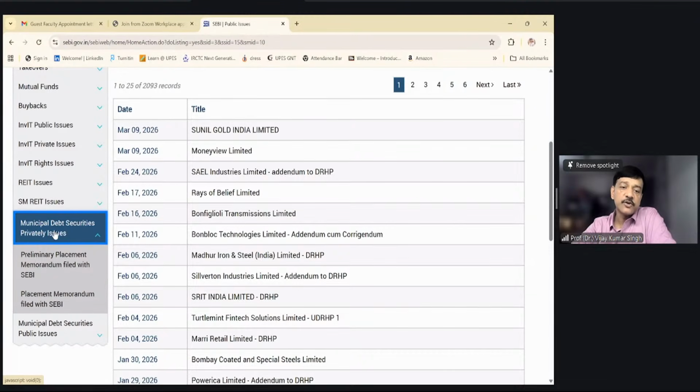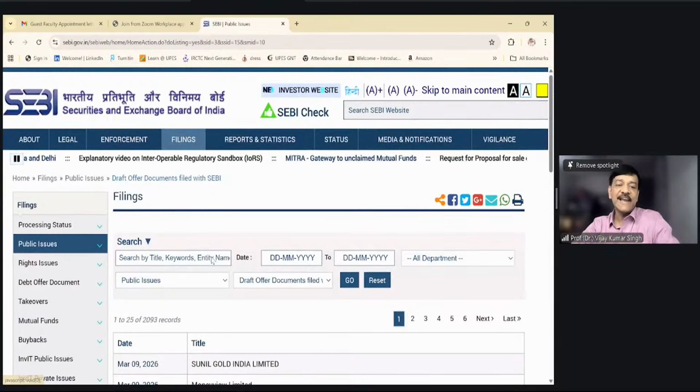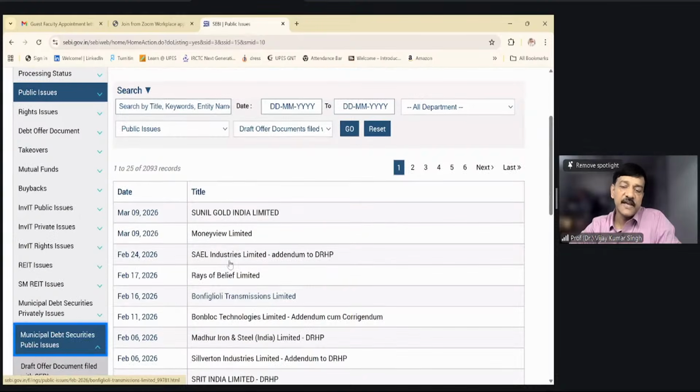So I just wanted to give you a highlight that these different kinds of issues and instruments would be there. So I would suggest if you have some time, you spend some time on these because there are plenty of documents here. And this will give you a flavor of understanding securities market in a better way and will help you. Let us go back to the slide and go ahead.